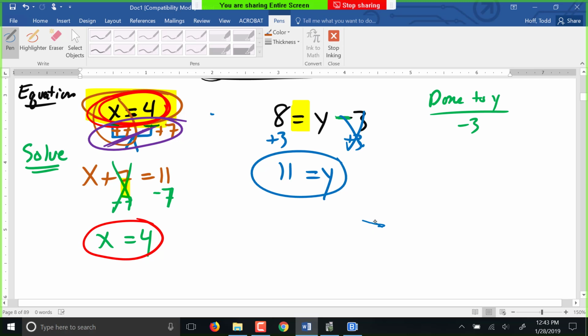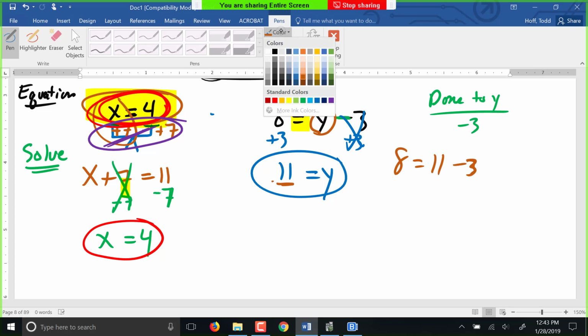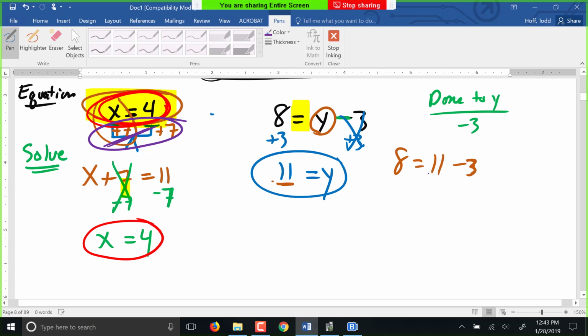If we're not sure of ourselves, we can always double check it by putting 11 into the equation to replace y. So instead of y minus 3, it's 11 minus 3. And we use our order of operations to combine anything that we can. 11 minus 3 is 8. So we do have exactly the same value on both sides of the equation.